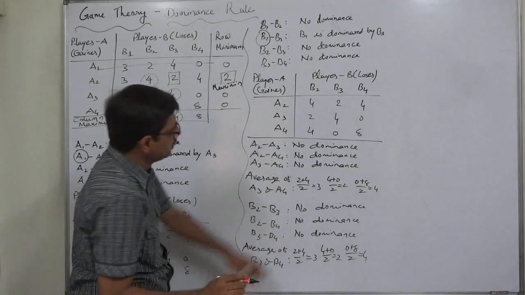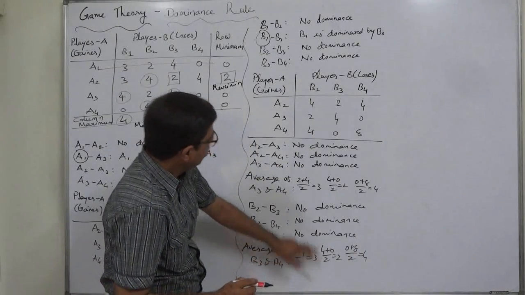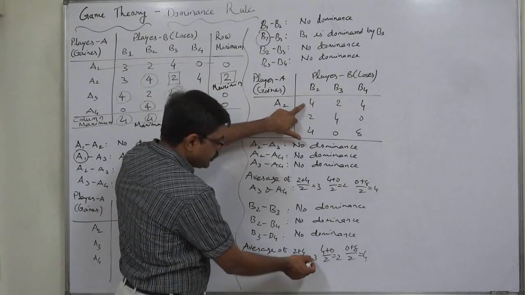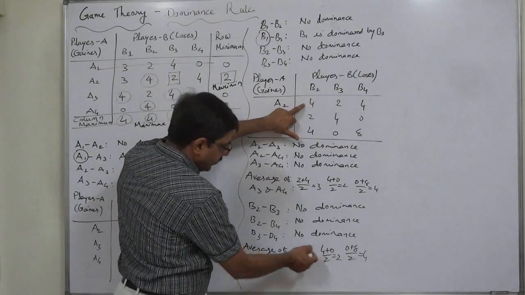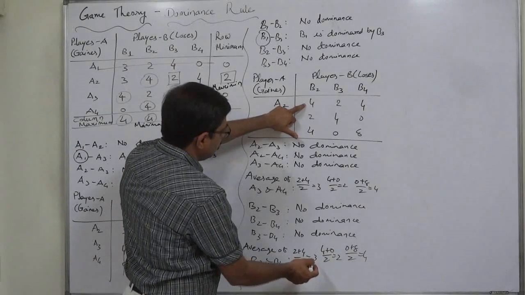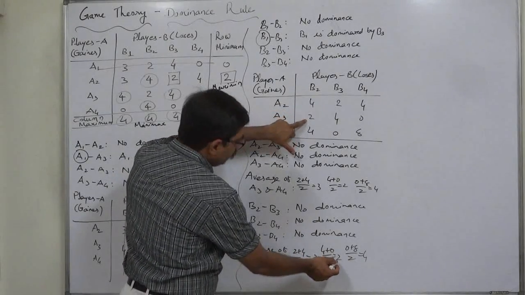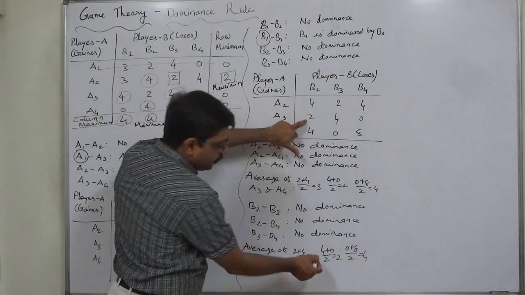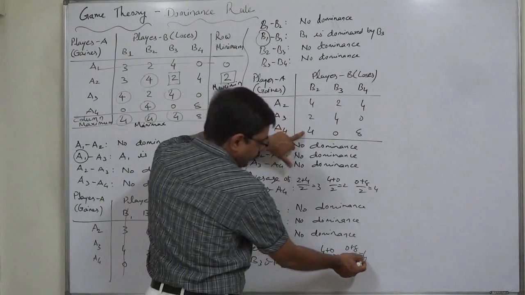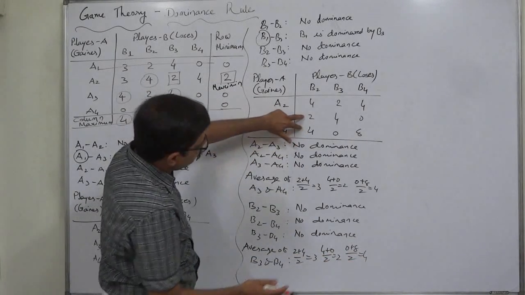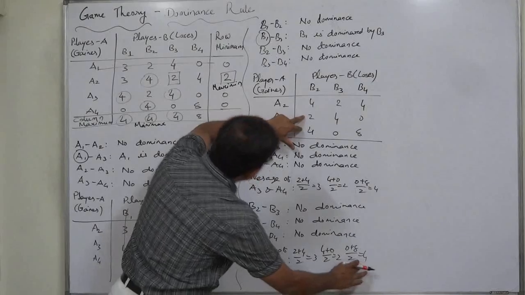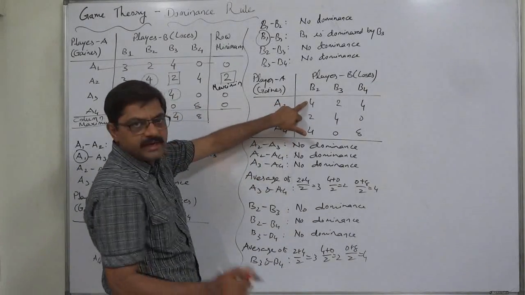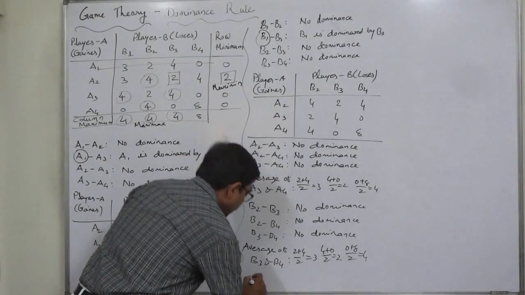2 plus 4 by 2 is 3, 4 plus 0 by 2 is 2, and 0 plus 8 by 2 is 4. 3 and 4. Yes, B2 is dominated by the average of B3 and B4. 2 and 2, again we can say that B2 is dominated by B3 and B4 on this ground. 4 and 4, again these two are actually equal. But on the basis of the first, B2 is dominated by the average of B3 and B4.